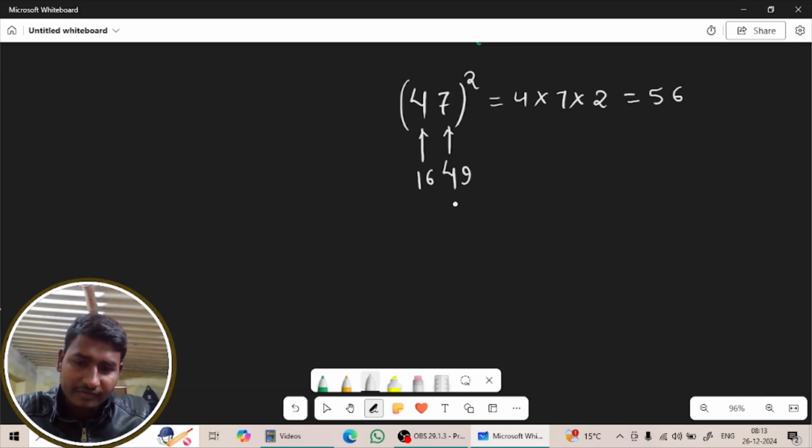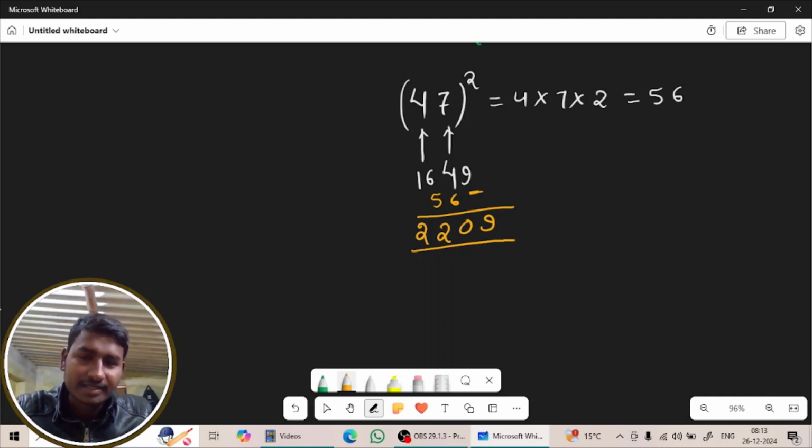Now you can add 56, leaving the last digit. Okay, from here, now add them together. So 9, 0, 2, and then this is also 2. So 2209 is your final answer. I hope you understand this rule. You can apply this rule to any two-digit number. It will not work for a three-digit number. Okay, so any two-digit number you can apply this to.